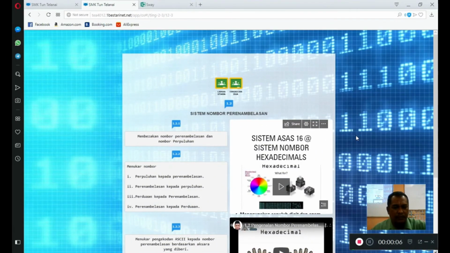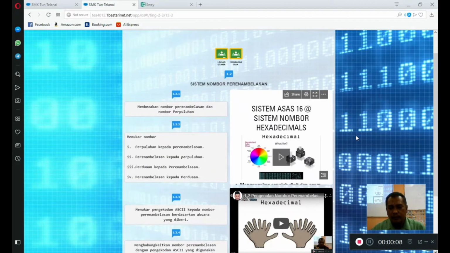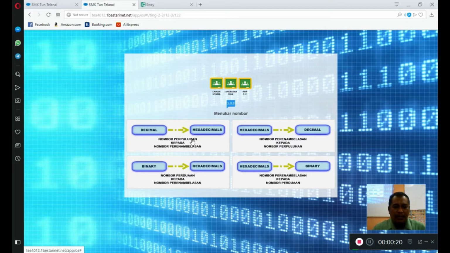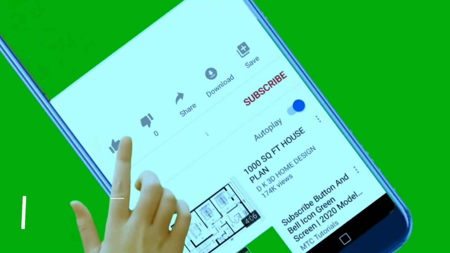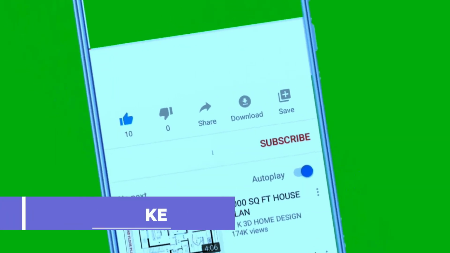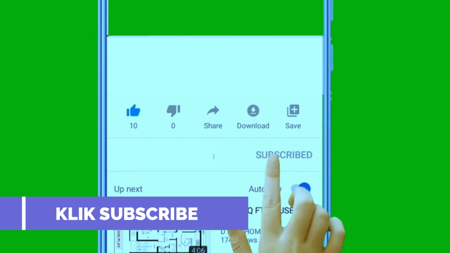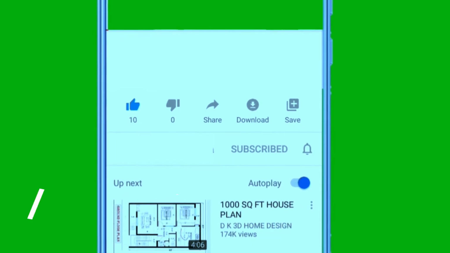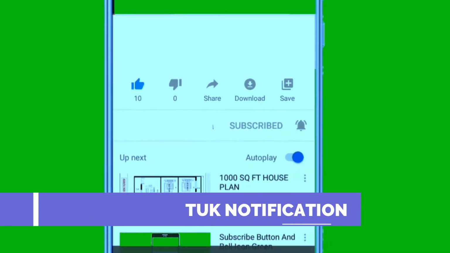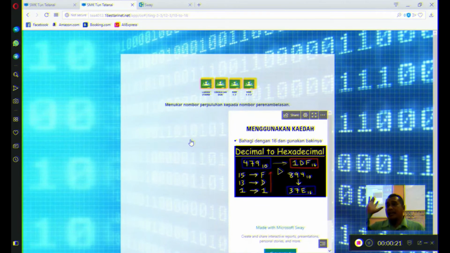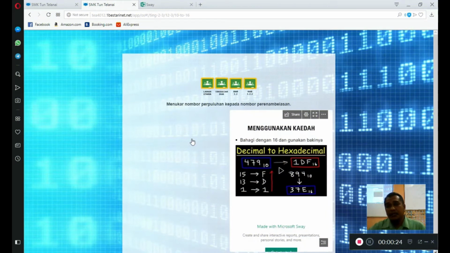Okey, seterusnya bab 1.2.2 menukar nombor perpuluhan kepada penambelasan. Penambelasan. Konsep yang sama. Hari itu kita buat perlapanan kan. Konsep yang sama je. Cuma yang penambelasan ni kita darab dengan 16.